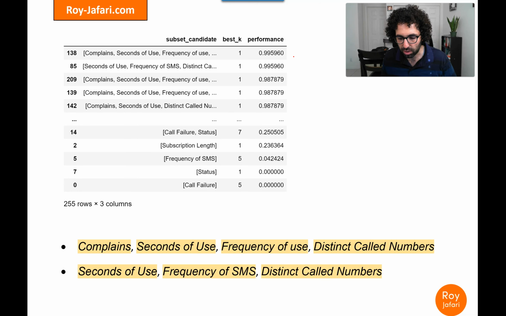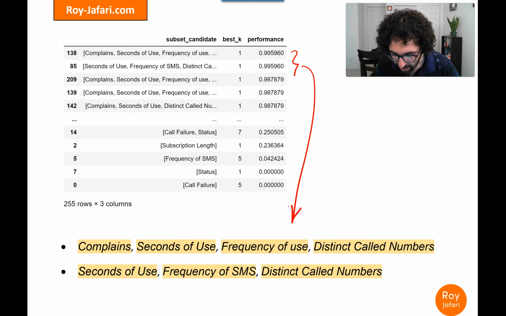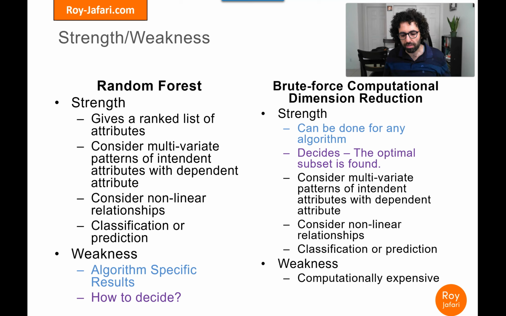You can sort everything, and you will come to see, for example, there are two subsets, which are these two, that if you use them, you get to around 99% accuracy, right? So you actually know what is the best subset, right? So you were able to find the best subset for this algorithm. These were two of the weaknesses of random forest. The random forest was specific to random forest, but here brute force can be combined with any algorithm, right? You can do brute force with MLP, KNN, any algorithm you want. You can combine it with brute force computational dimension reduction.